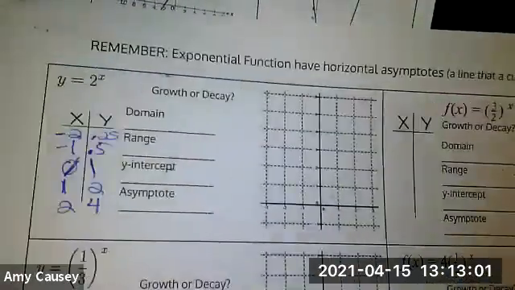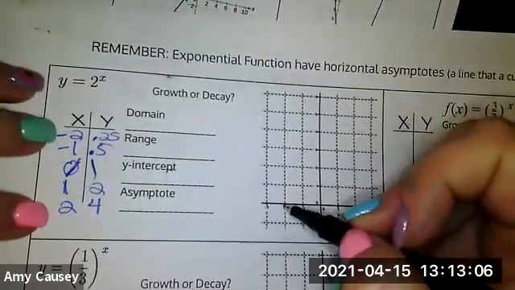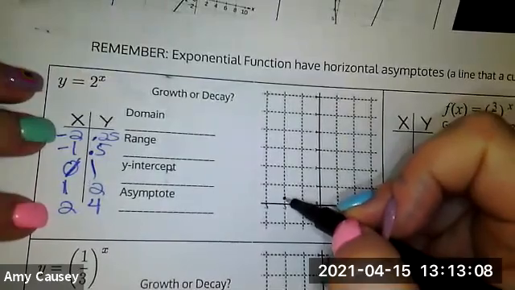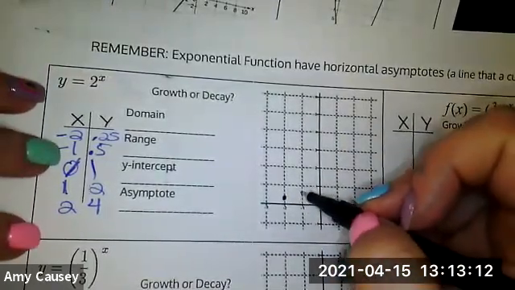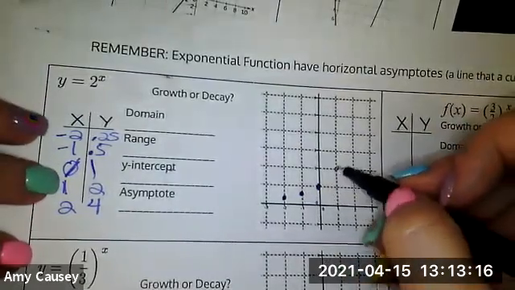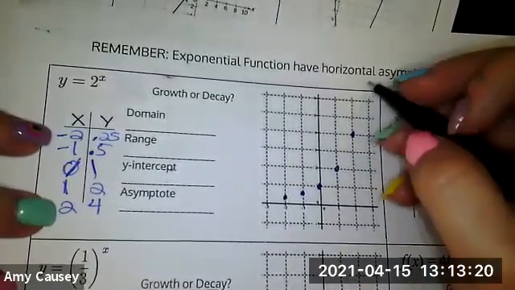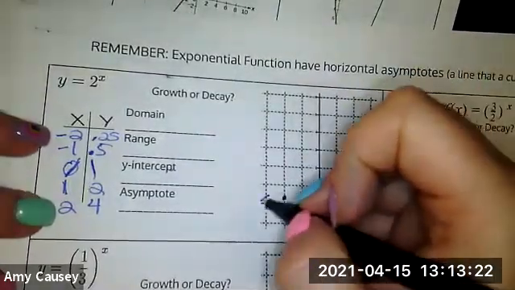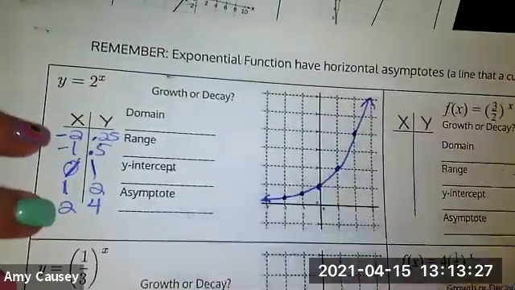So now we can graph that. So I've got -2 and 0.25. So -2, about a quarter of the way. -1 and about halfway. 0, 1, 1, 2, 2, 4. You can start to see that curve now. It's just going to keep going.